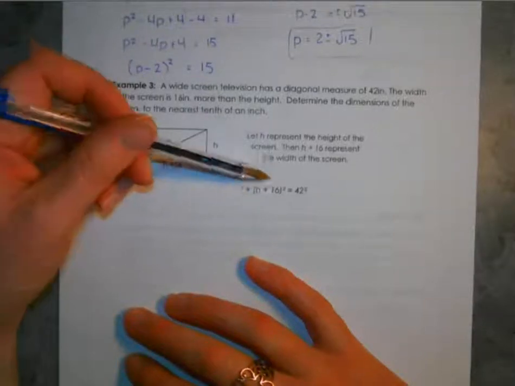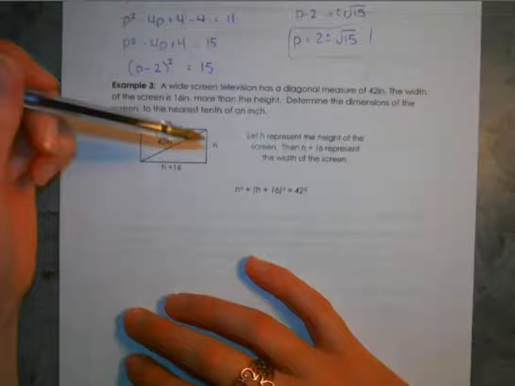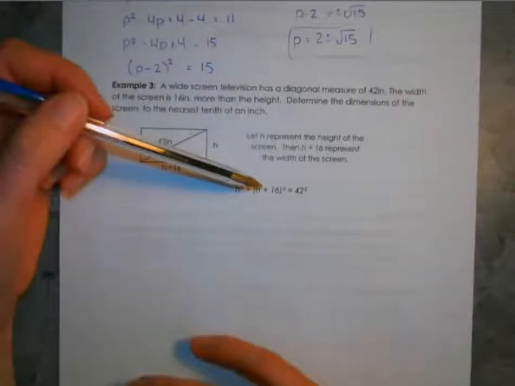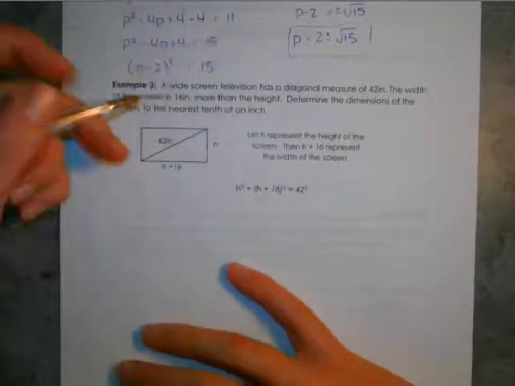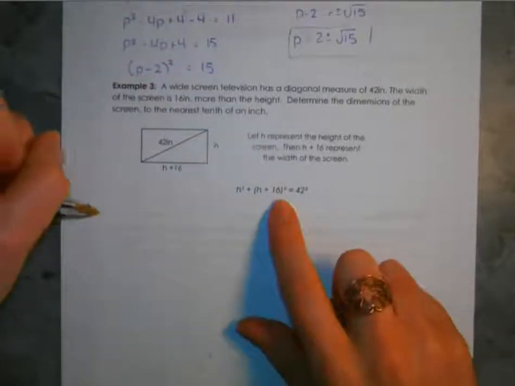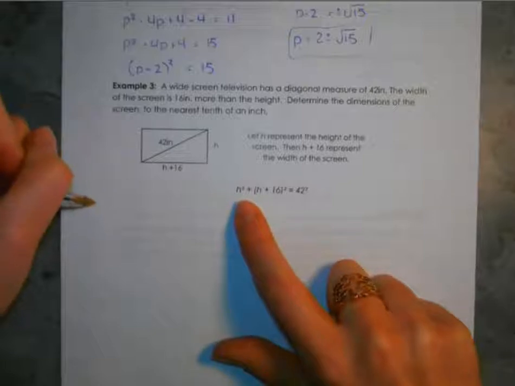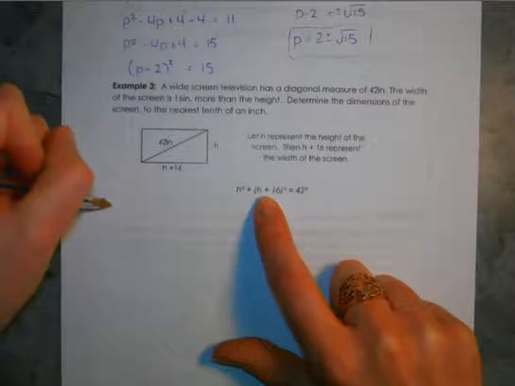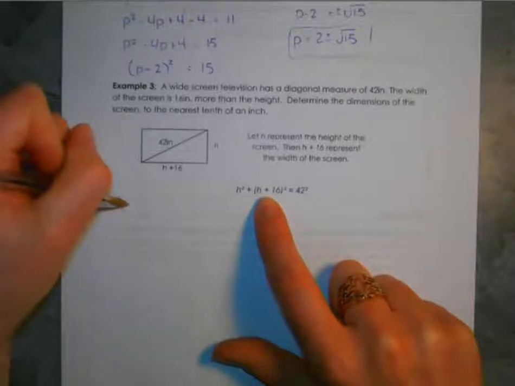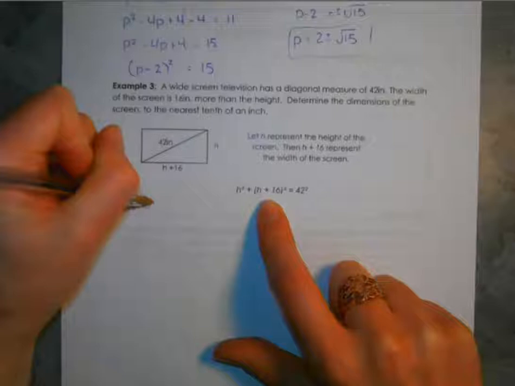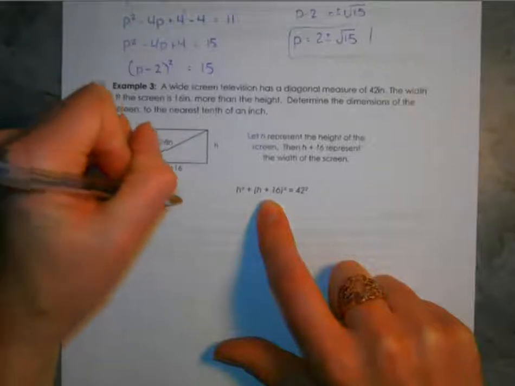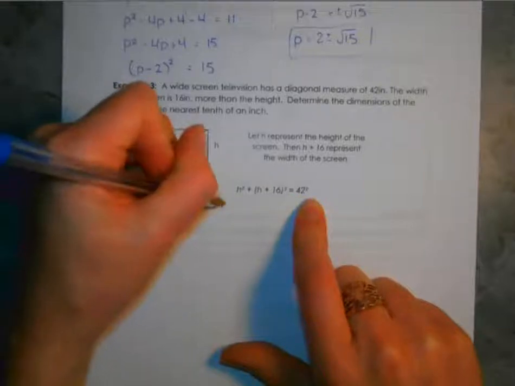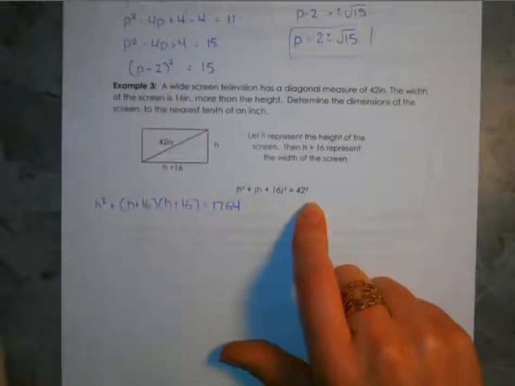Well, when you have these kind of more complex forms than we're used to, usually what I find is the best thing to do is to start out by expanding it and simplifying it. Okay, so we want to get this as simple as possible. So essentially h squared stays as h squared, but we want to take care of this bracket. So what we have is h plus 16 times h plus 16. And then that's equal to 42 squared, and I'm just going to make that into the number, which is 1764.